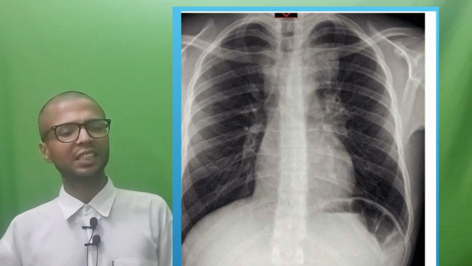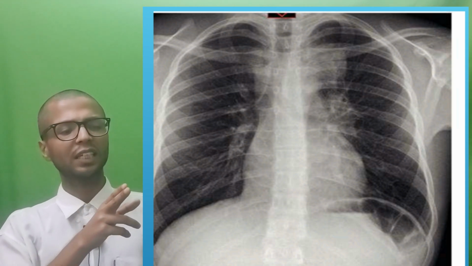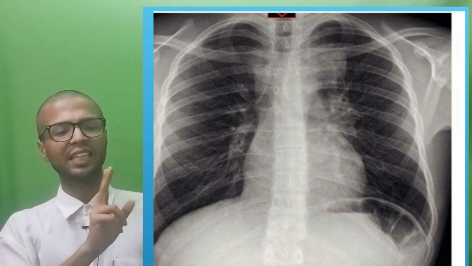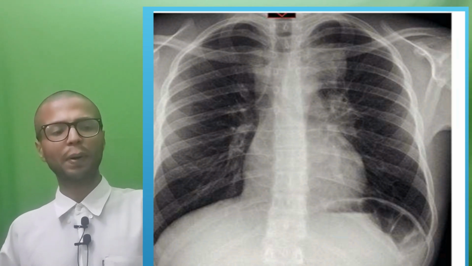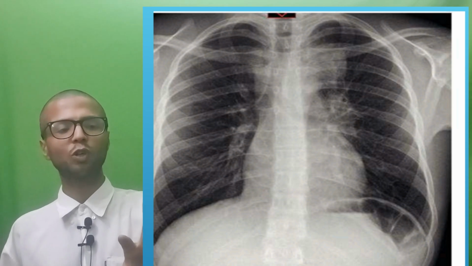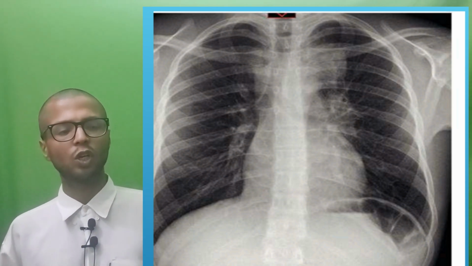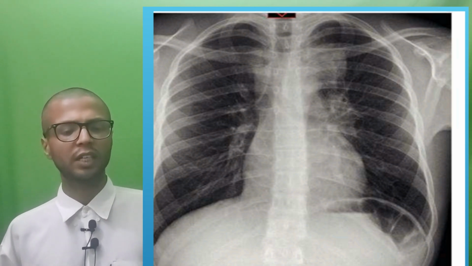So here you can see the chest X-ray. In this chest X-ray, what do you see? I can see the tracheal deviation towards the right side, and there is opacity in the left apical region. You can see the mediastinal region. There is mediastinal lymphadenopathy that is pushing the trachea towards the right side. So chest X-ray is also one of the investigations.